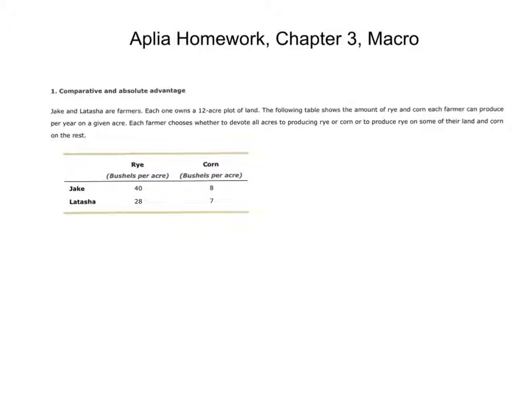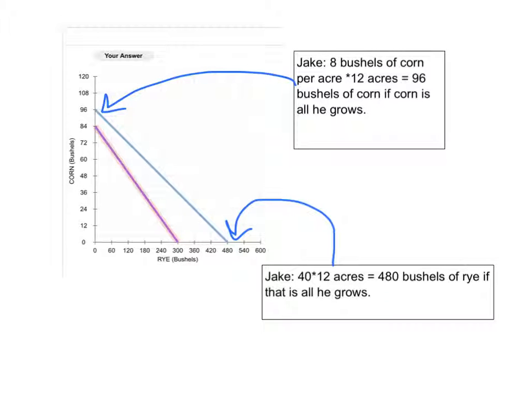He can produce 8 times 12, or 96 bushels in total of corn if he uses all of his land to produce corn. Obviously, he can produce some rye and some corn, but it's always good to get the outsides here. Jake has the absolute advantage in both corn and rye. He can produce more corn and more rye than Latasha.